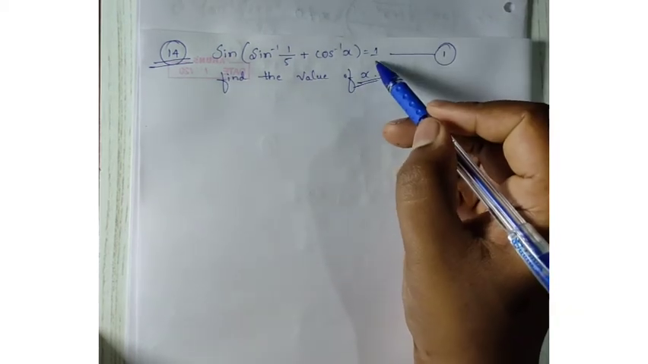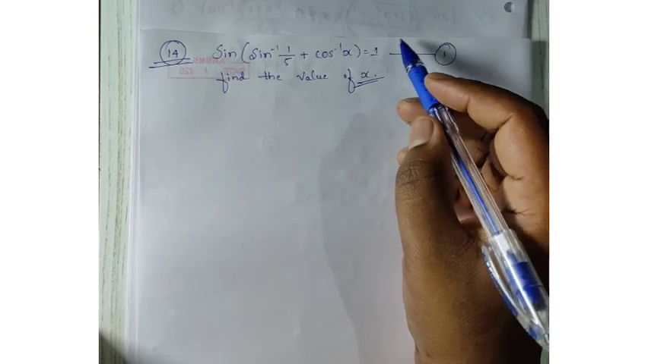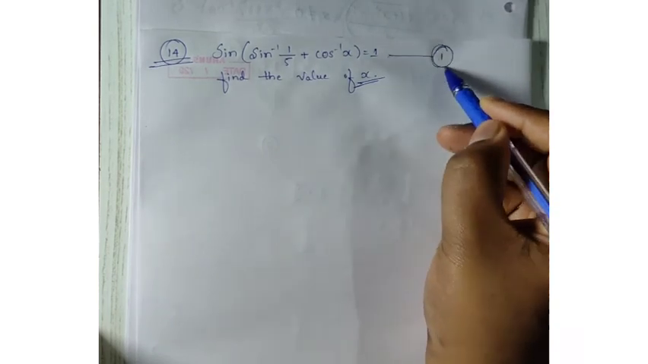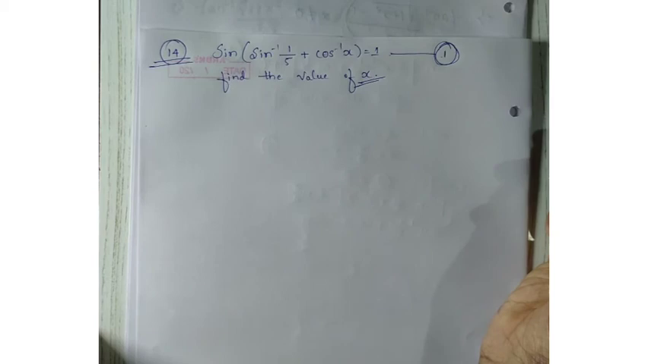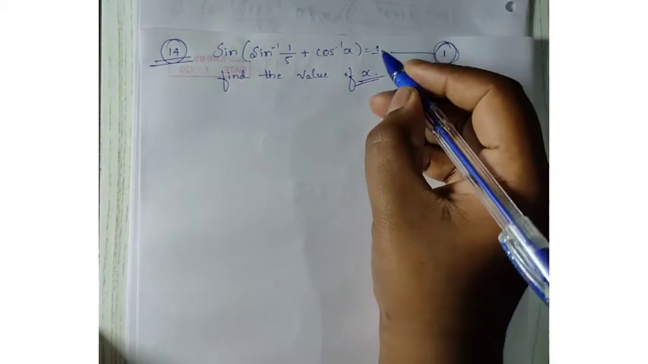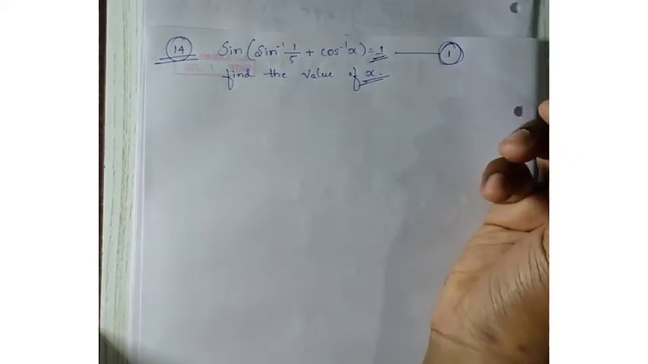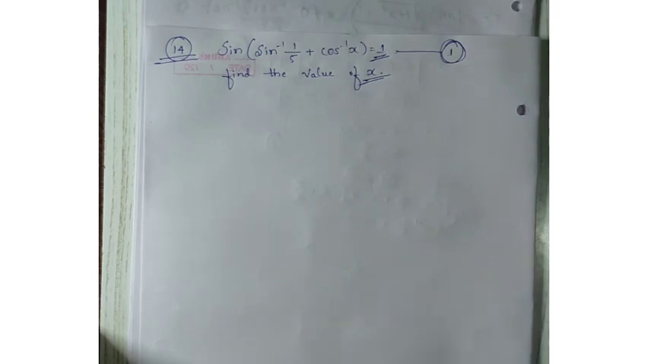Let us now solve problem number 14, in which you need to find the value of x. The given question is sin inverse 1 by 5 plus cos inverse x is equal to 1. So how to find the value of x? Before solving the question, let us consider the given question as equation number 1. First let us concentrate on the term present in the RHS.